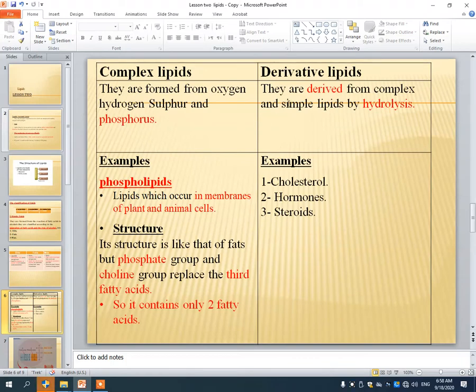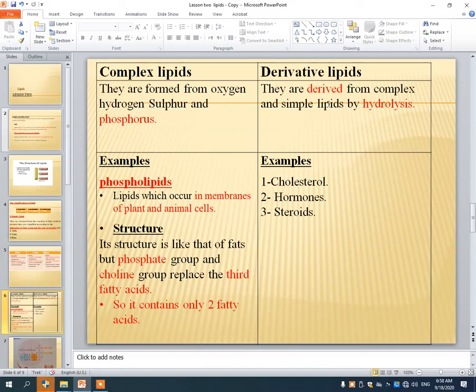Okay, then we have the lipid derivatives. The word derivative means converted; they are derived from complex and simple lipids by hydrolysis. The word hydrolysis means adding water to complex lipids and simple lipids, and after adding water they are converted to another type of lipid, which is lipid derivatives or derivative lipids. So derivative lipids are derived from complex and simple lipids by a process called hydrolysis, which means adding water. Okay, lipid derivatives like what?